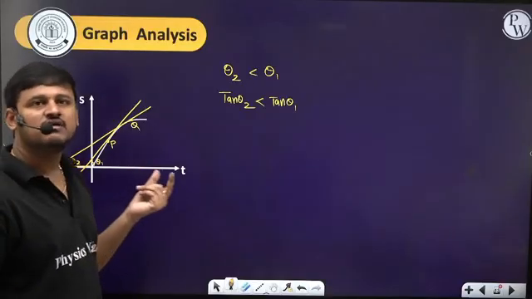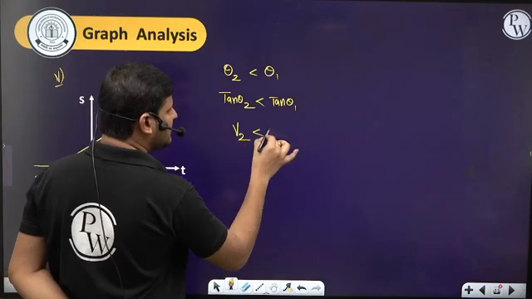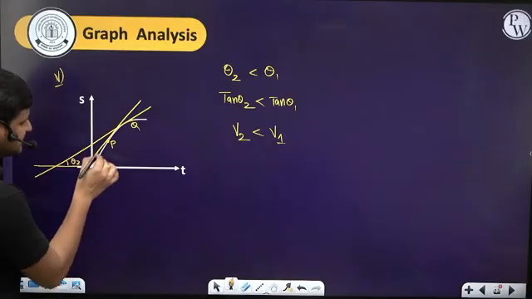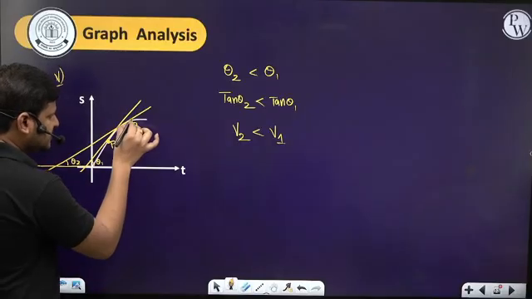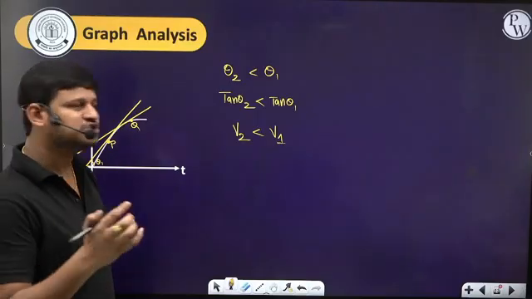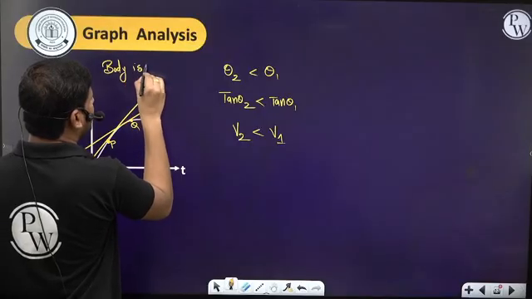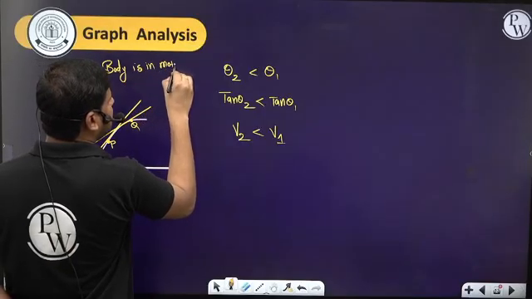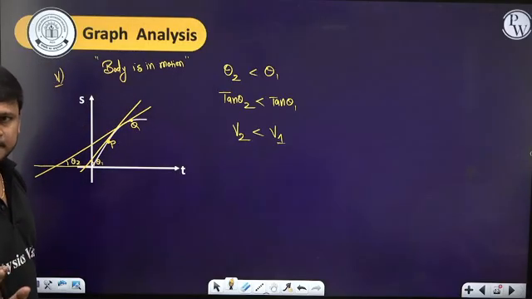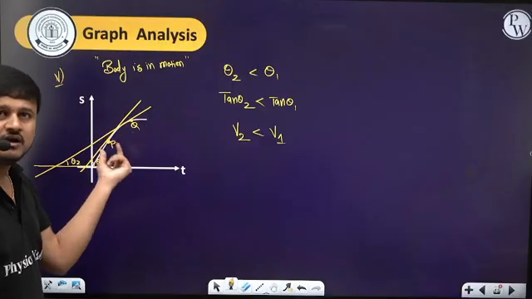What is tan theta? The velocity. So that's why the velocity at 2 will be less than the velocity at 1. So at this point the velocity is more, at this point the velocity is less. So that means the body is again in motion. The first thing is the body is moving with respect to time. Now, it is not moving with constant velocity. Its velocity changes with respect to the points.